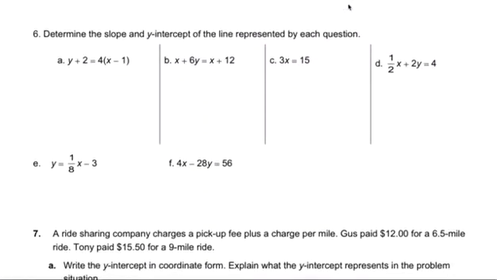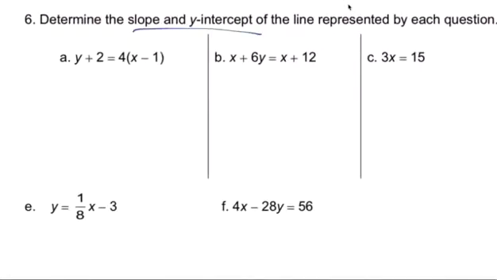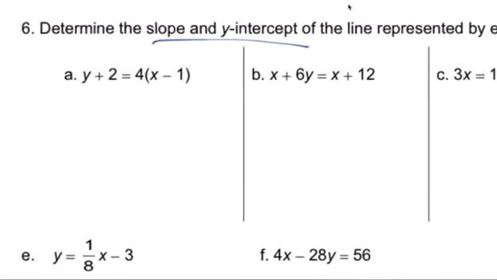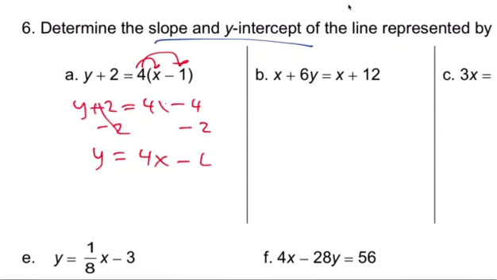Okay, the back side. Determine the slope and y-intercept of each line. Okay, you know how to do this. More of this, which is good, and in your textbook, you have more of it. Always distribute first. Okay, 4x minus 4, y plus 2, minus 2 to both sides, y equals 4x minus 6. So slope is 4, y-intercept is negative 6.